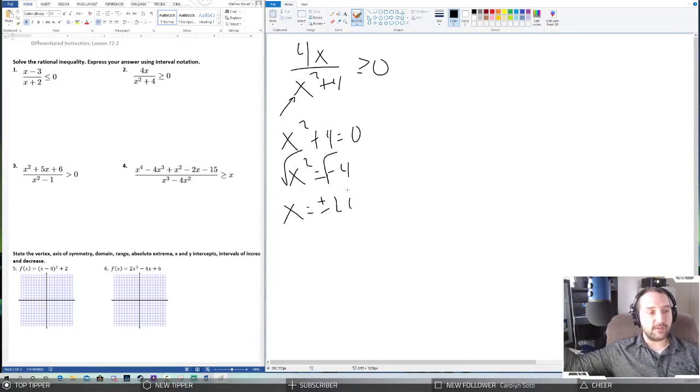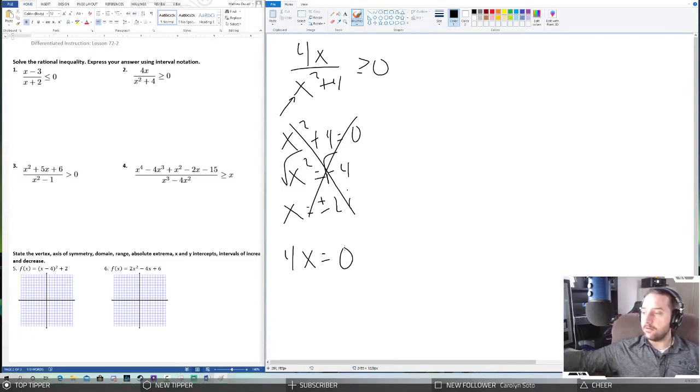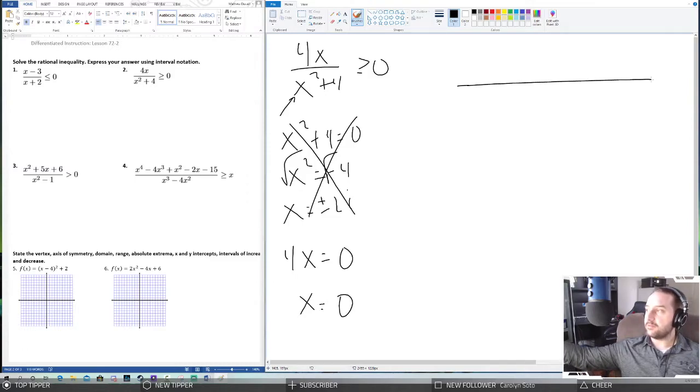Well, since the values are imaginary, that tells me that there are no critical values. There is no real solution that's going to give me 0. So then I just worry about the top. I set the top equal to 0 and solve. I get x equals 0. So on my number line, the only value I have is 0.